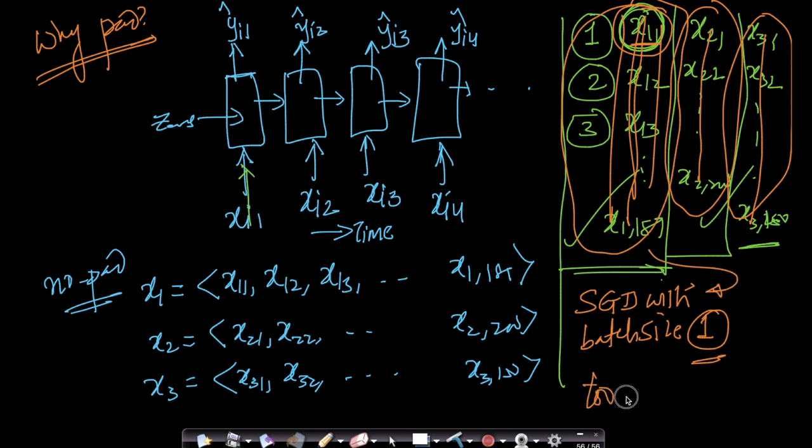And this is just too slow. You can do this, nothing is stopping you from doing it, but it will take lots and lots of time to finish this whole thing. So the alternative idea is, look at this. If SGD with batch size equals 1 is slow, what do we do? We perform SGD with batch size equals K.